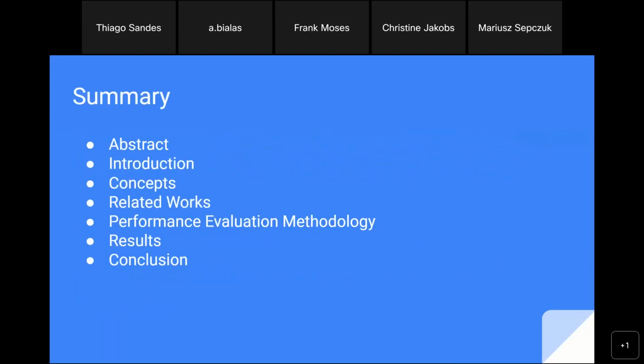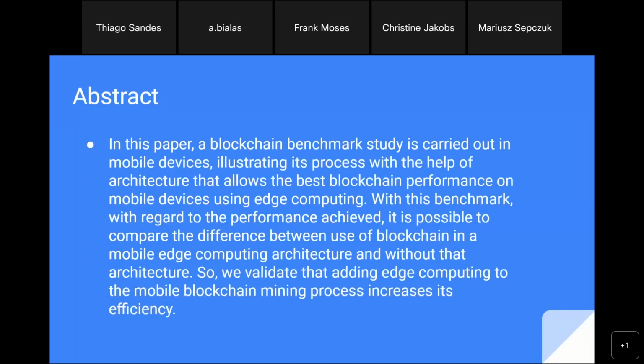The summary of this presentation is composed of the sections of the mentioned article: summary, introduction, concepts, related works, performance evaluation methodology, results, and conclusion.